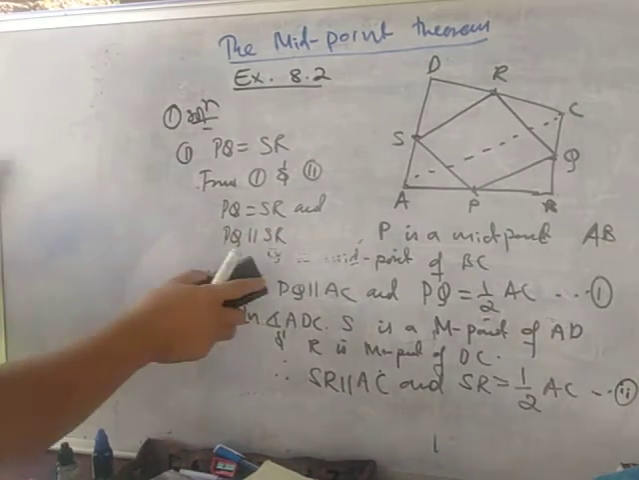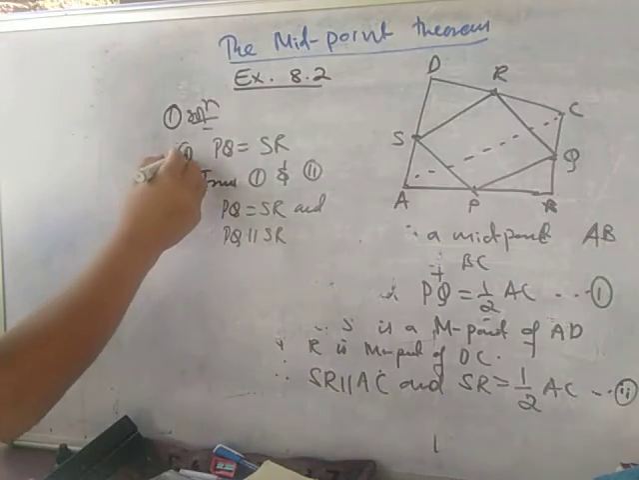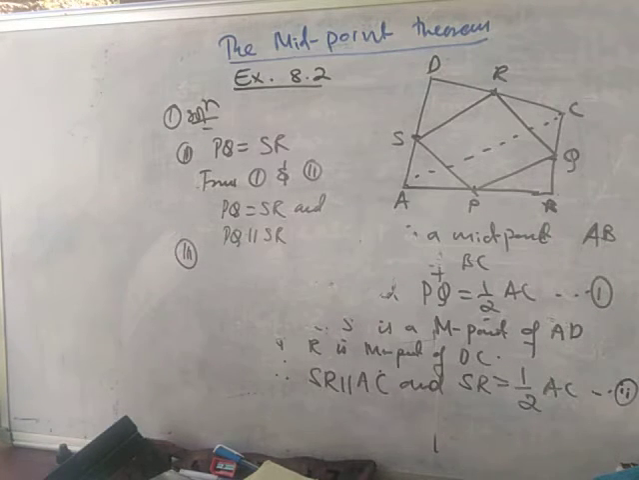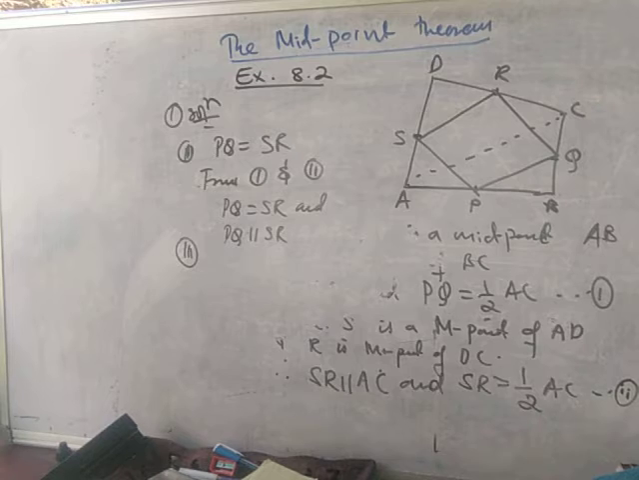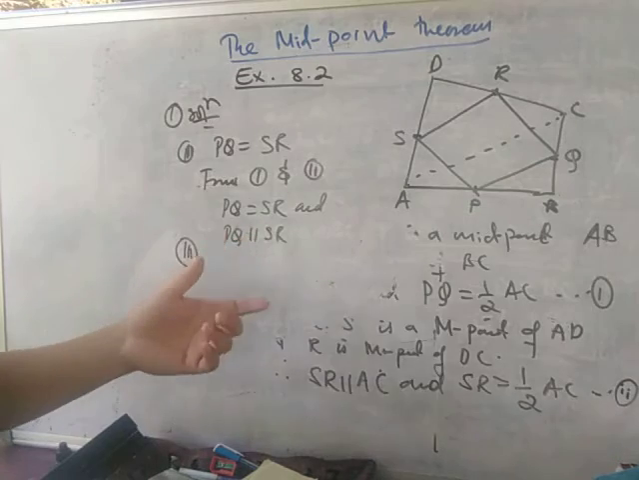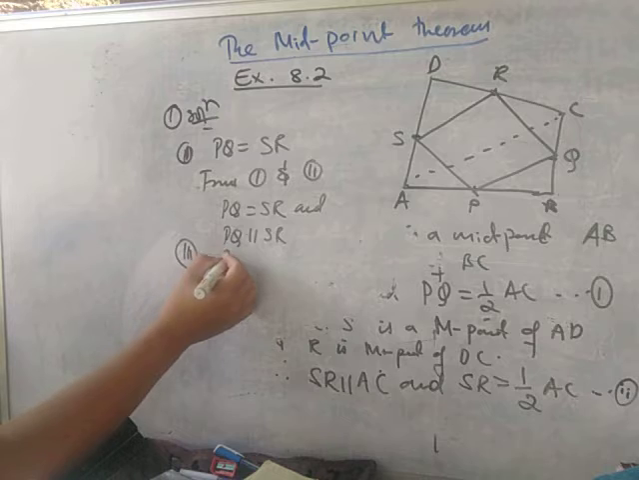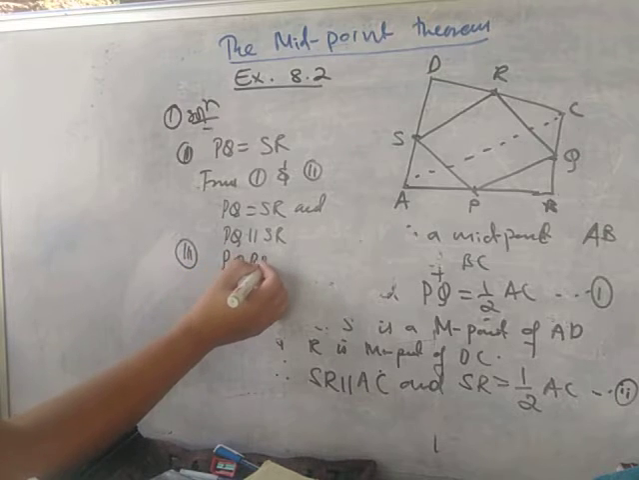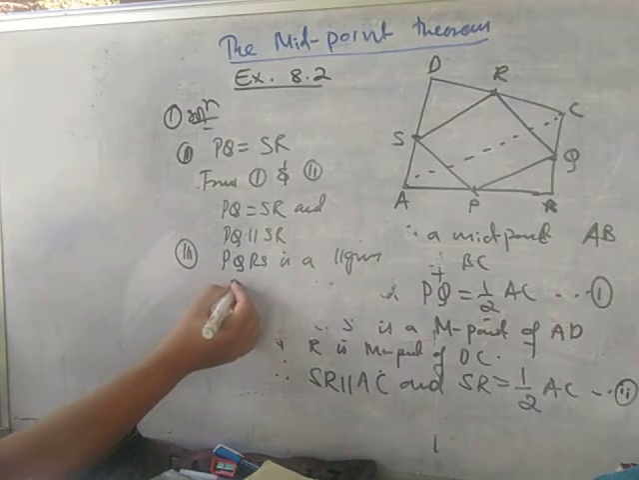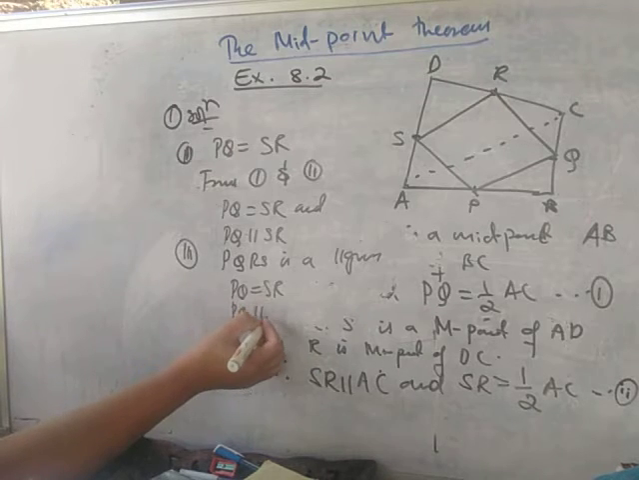So now the third one. See, this was the second one. Now the third one. What to do? PQRS is a parallelogram, isn't it? If PQ is parallel to SR and PQ equals SR, then PQRS is a parallelogram. Why? Because PQ equals SR and PQ is parallel to SR.